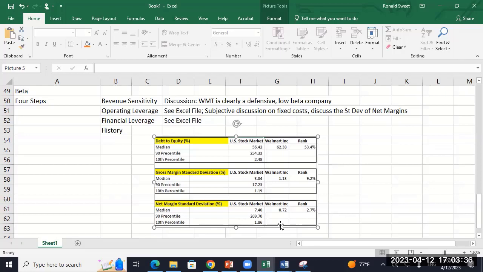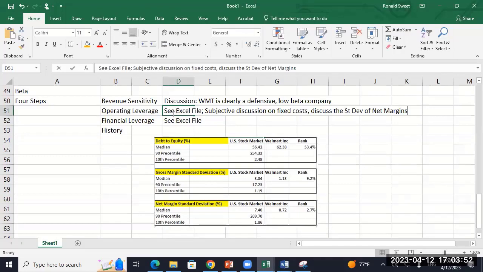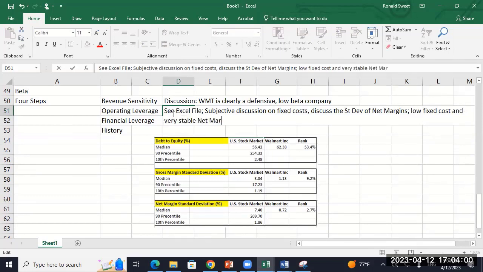In fact, it doesn't really matter to me if they have high or low fixed costs. The whole reason we're talking about operating leverage is how stable their earnings are. So maybe they have high fixed costs, but they're able to change their revenues around that or whatever. So whatever, we can say low fixed costs and very stable net margins. So low beta.